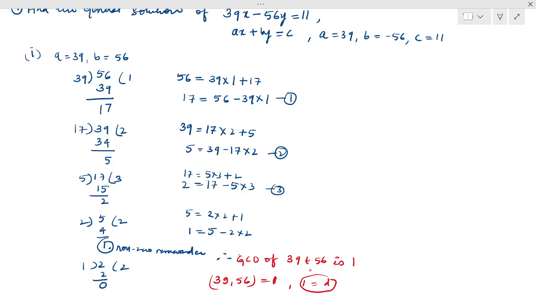As you know already, what is the second step? Fine, the first step is over. The second step is to check whether d divides c. Here d is 1 and c is 11. Does 1 divide 11? Yes, definitely 1 divides 11. Therefore, we can say that the given linear Diophantine equation has a solution.